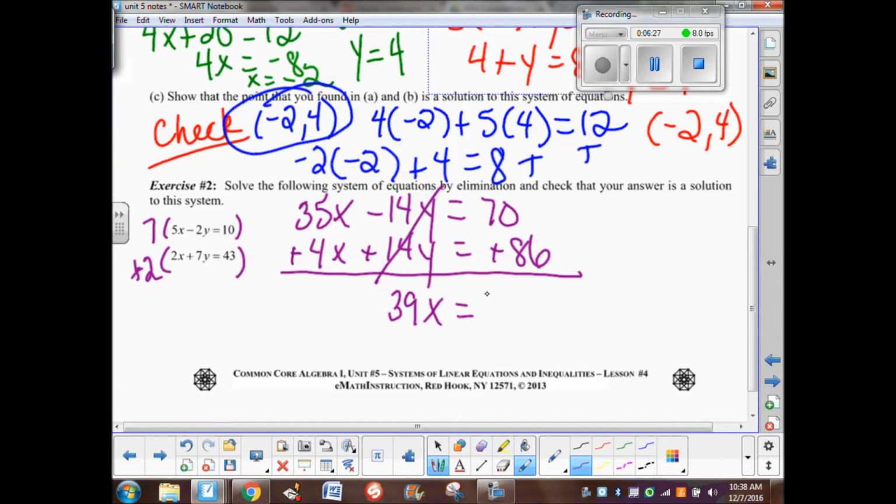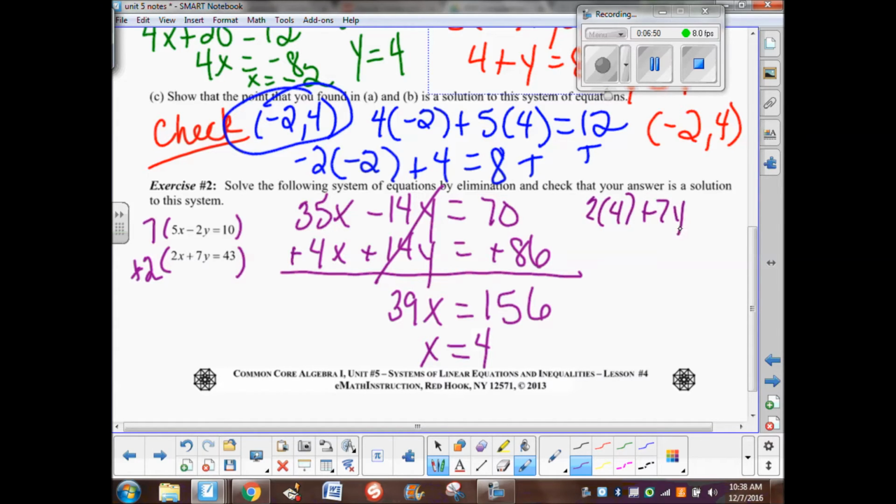39x equals 156? Yeah, and x should equal, is that 4? I believe so. So I've got the x, now I've got to find the y. So take that x and plug it back into either one of the originals. Again, it doesn't matter. I think I might plug it into the second one just because I want to.